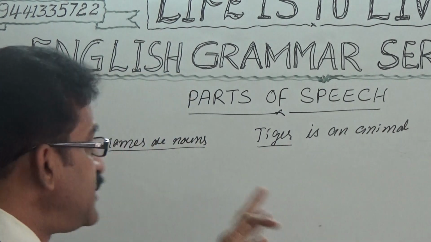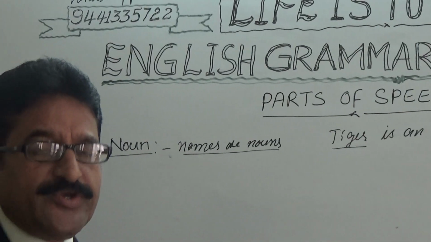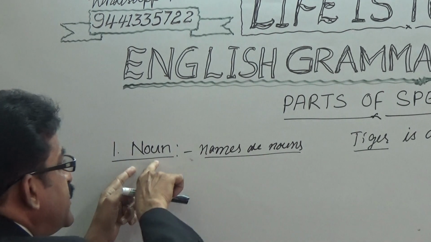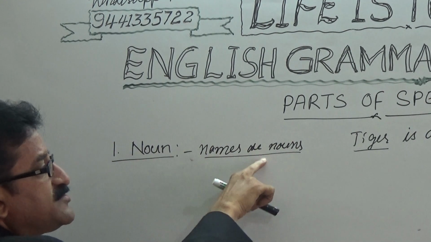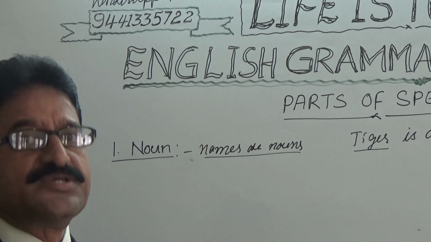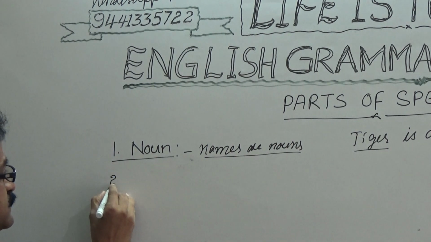Names are simply nouns. Is it not easy to understand? We don't bother about the biggest definitions and all those things. Simply names are nouns. Noun is a name referring to a person, place, thing or whatever. Okay. The second thing is a pronoun.